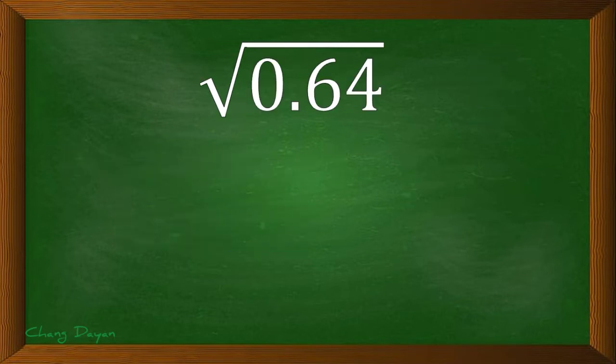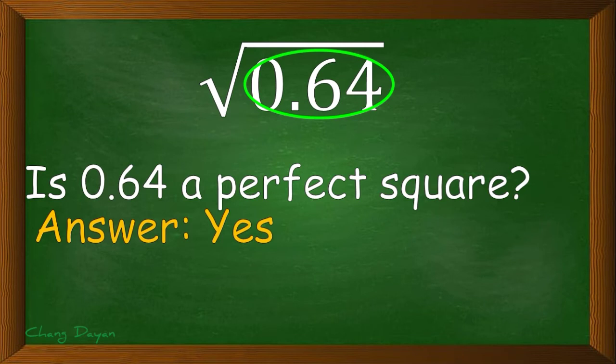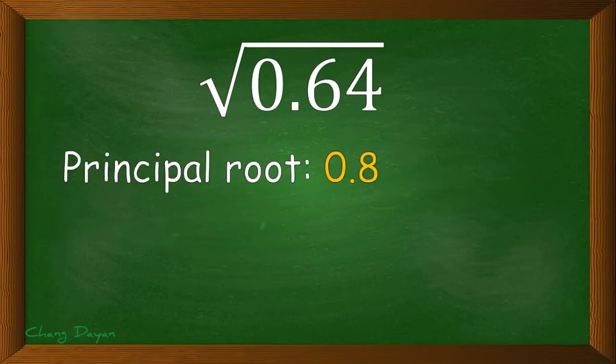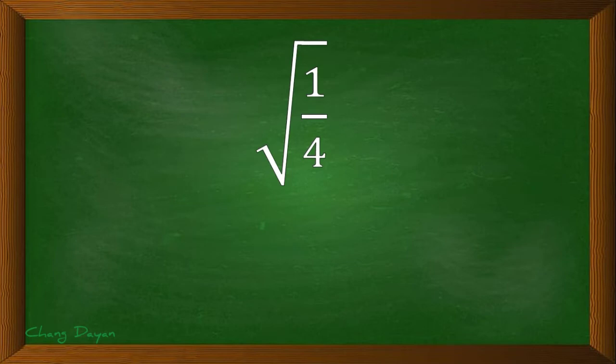Next, what about square root of 0.64? Is 0.64 a perfect square? The answer is yes. So the principal root of this is 0.8. So how? So 0.8 times 0.8, the answer is 0.64. Again, principal root is 0.8. What about square root of 1/4?